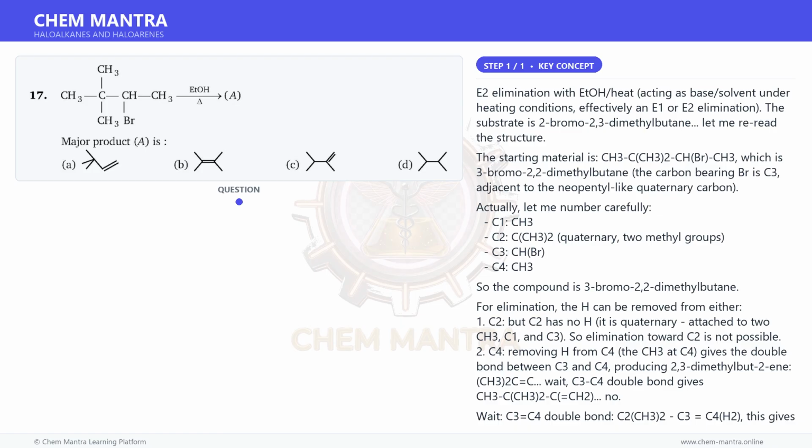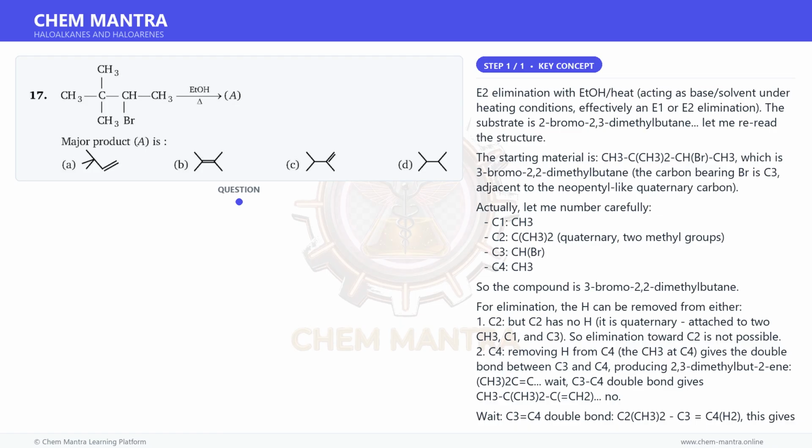Wait, Zaitsev's rule states that the more substituted alkene is the major product. Since elimination can only go toward C4, as C2 has no beta H, the only elimination product is (CH3)3C-CH=CH2, the neopentyl type 3,3-dimethylbut-1-ene. But the answer is B, which is 2,3-dimethylbut-2-ene, a trisubstituted alkene.